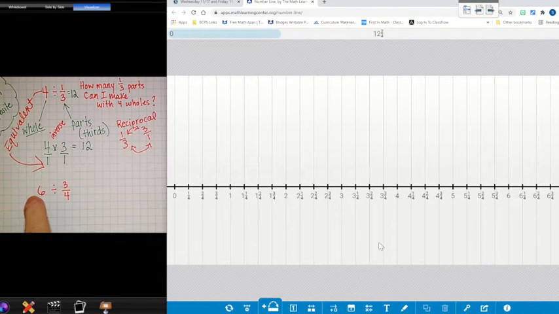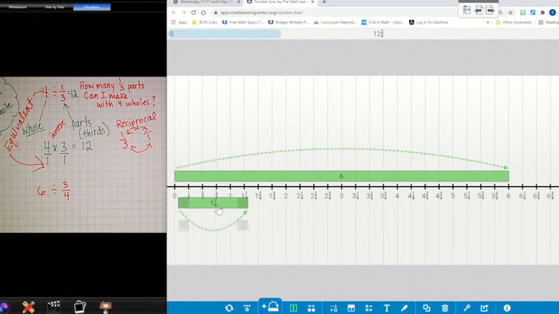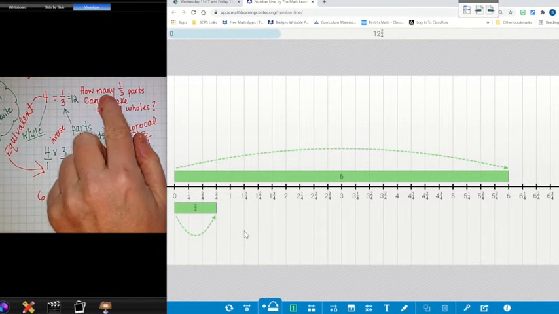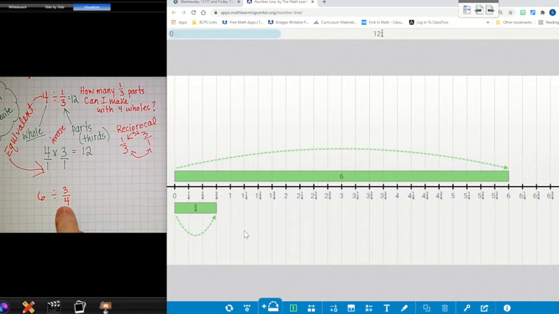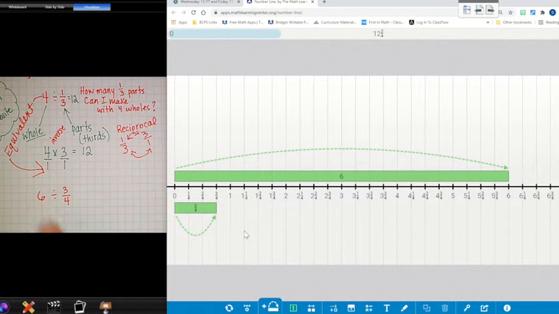I'm starting with 6, so I'm going to create 6 holes here, all the way. Turn on my counter. Okay, this time I'm dividing by 3/4. So I'm going to come down here, use the tool here, and shrink it to 3/4. All right, so now I'm asking my question: how many 3/4 can I make with 6? How many 3/4 can I make with 6?